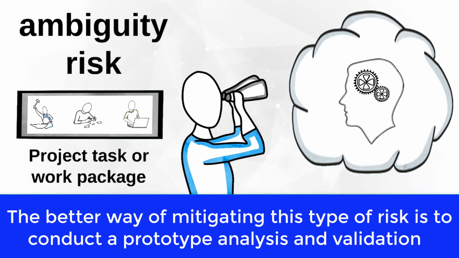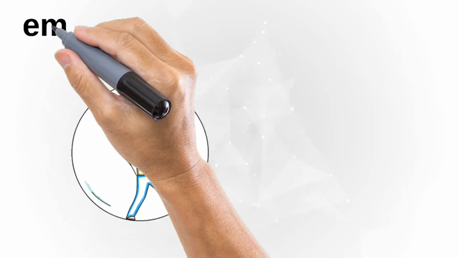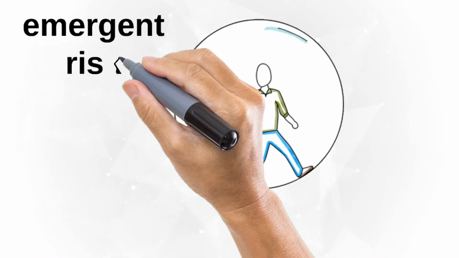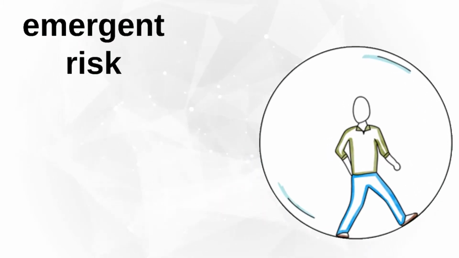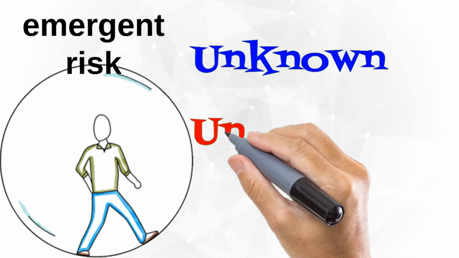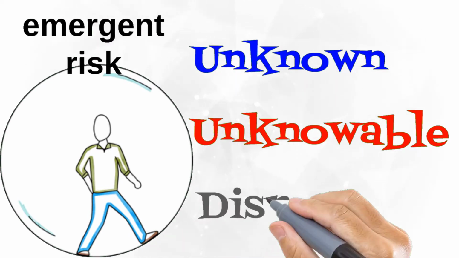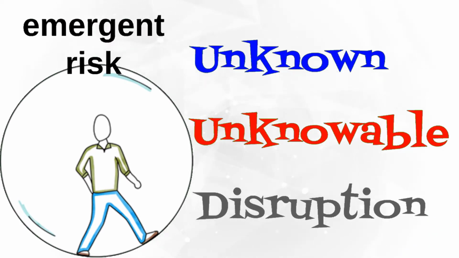The best way of mitigating this type of risk is to include some activities to validate the project team understanding, such as prototype analysis and validation. The fourth risk type is a little bit more tricky. Usually, it is called unknown risks. However, I like the definition adopted by Dr. Dave Hilton. He called them emergent risks to define unknown and unknowable unknowns. These are risks entirely outside the project team radar. The team just knows that something can happen and interfere with the project execution.